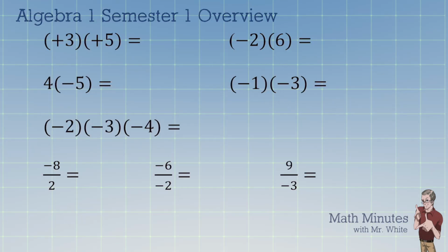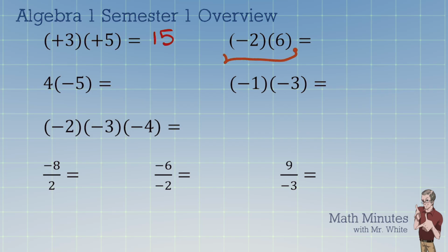More review from pre-algebra. Integer arithmetic is so important, so I wanted to make sure I gave you a few slides on this. So +3 times +5. So a positive times a positive is always a positive. So the answer is 15.